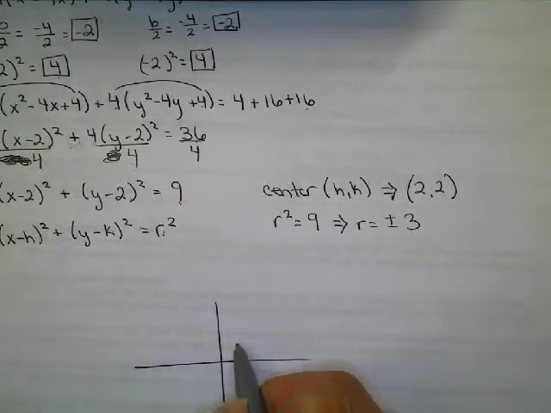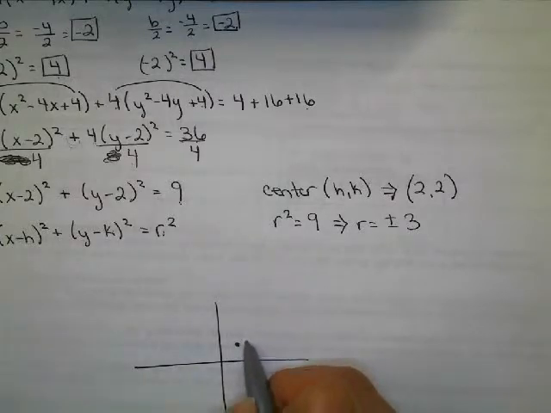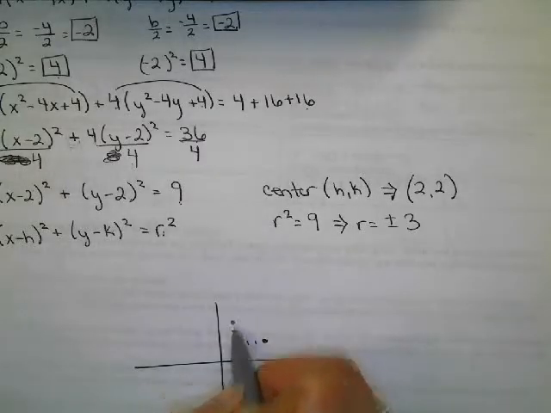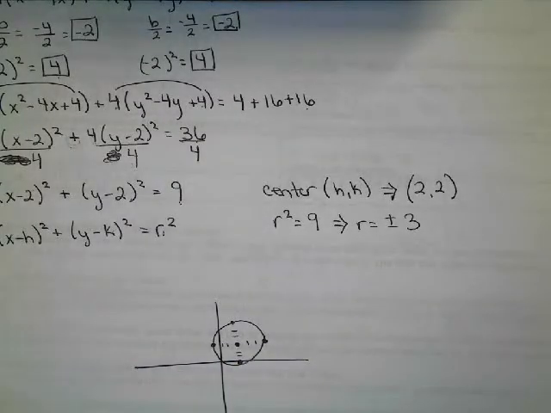my center will be (2, 2) up here. My radius is plus or minus 3. And now a circle is perfectly round. So I'm going to move over 3 this way, up 3, to the left 3, and down 3. And then I have a nice little bitty circle. And that's how you can complete the square on a circle and figure out all the missing pieces.